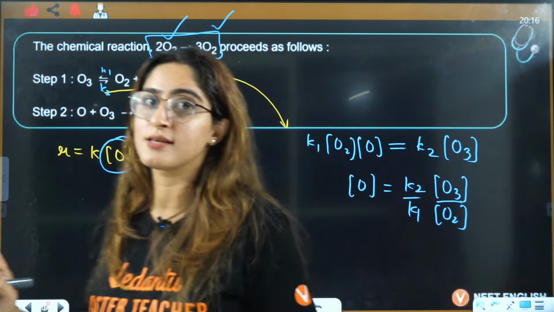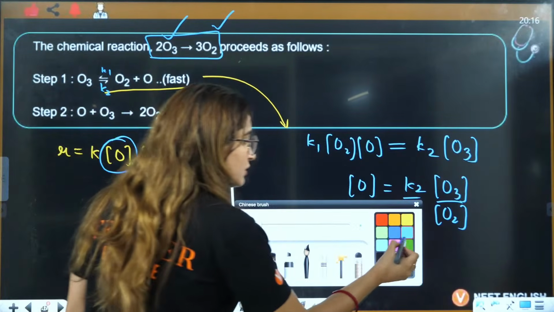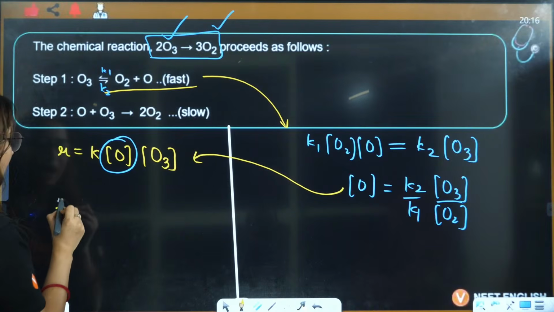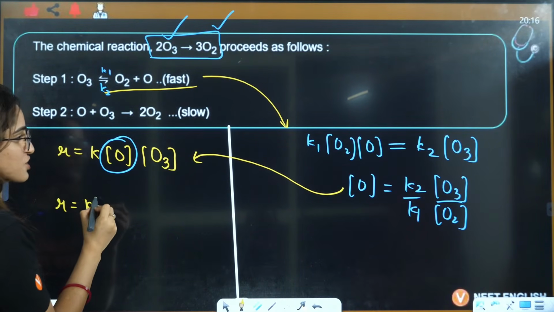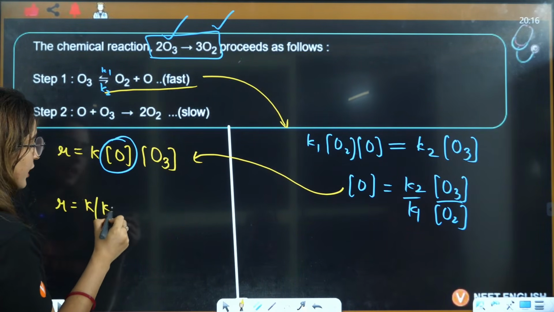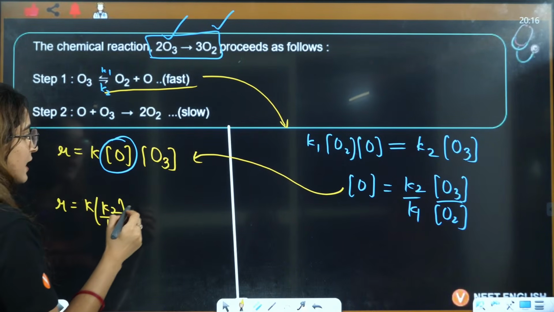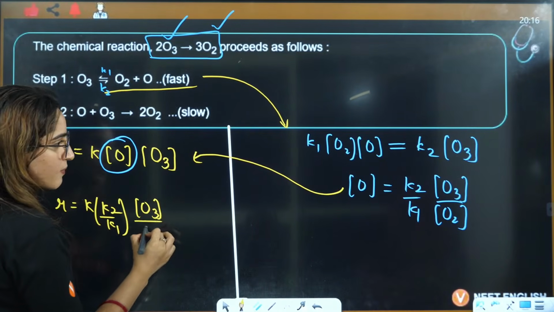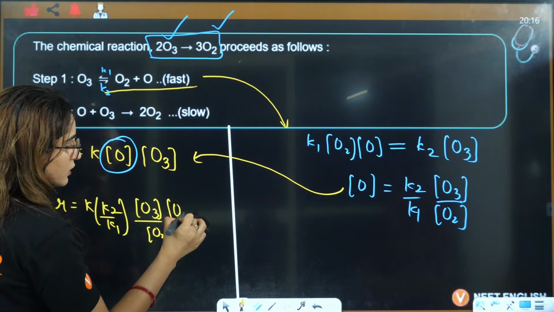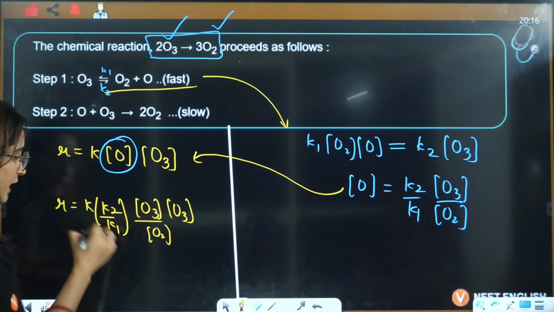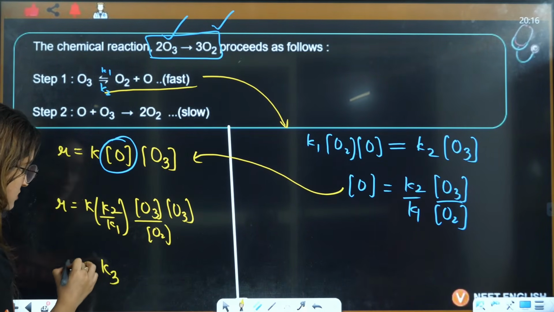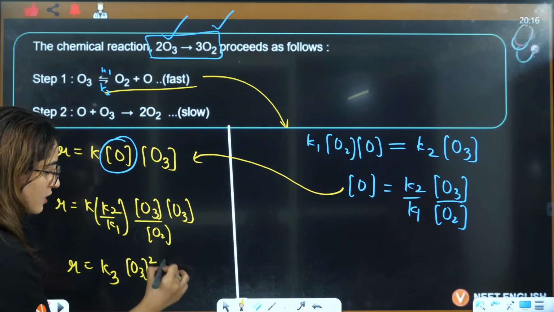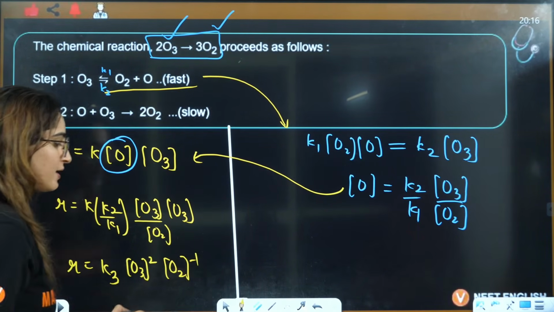Very important this is, right? So this value I'll substitute here. Simply R is equal to K, oxygen is nothing but K2 by K1, O3 by O2, and this is O3. So when you solve it, you take this whole as K3, R is K3 times O3 square, O2 raised to power minus 1.